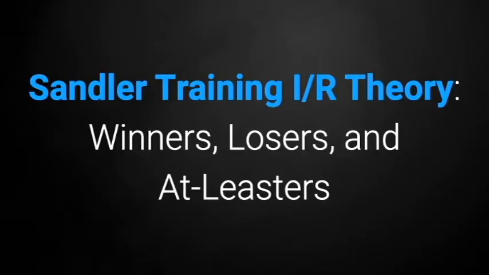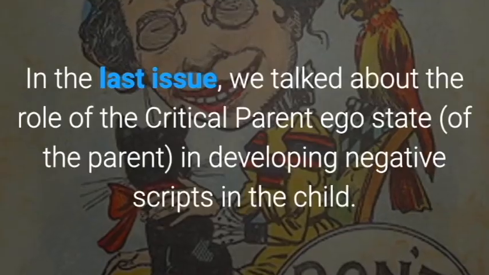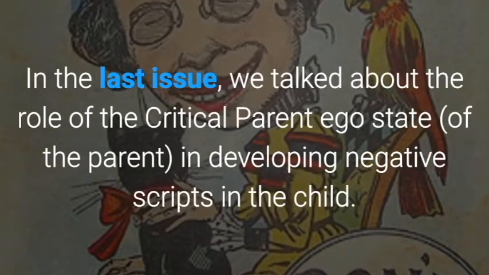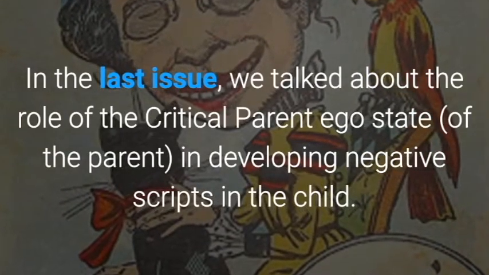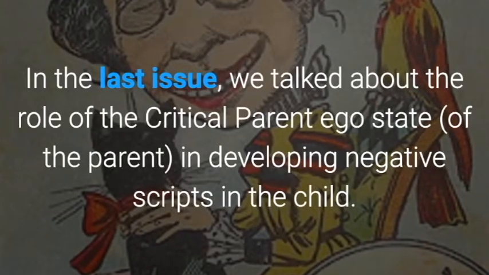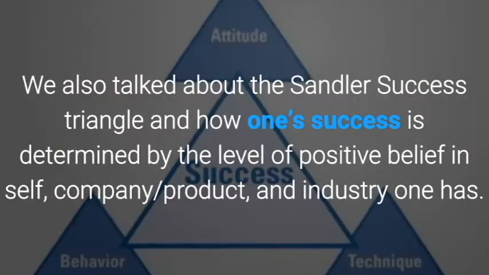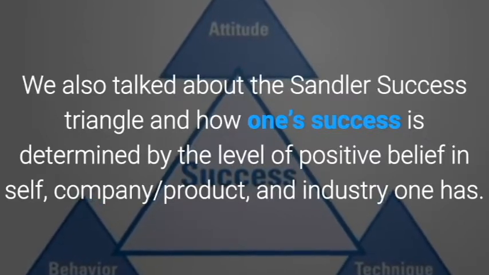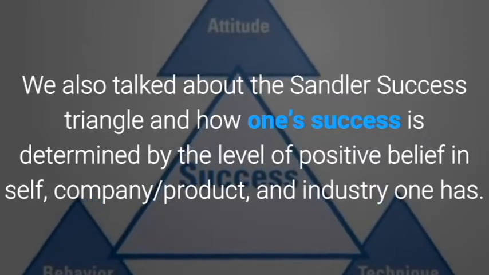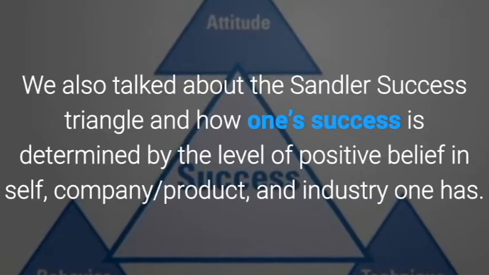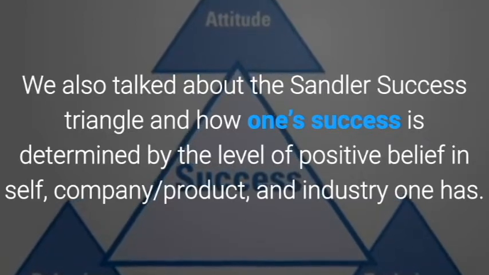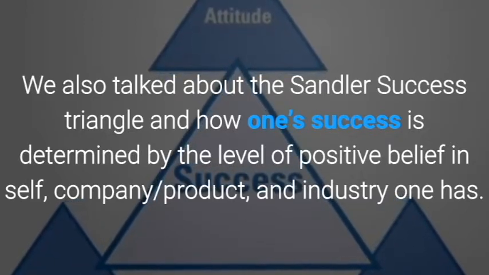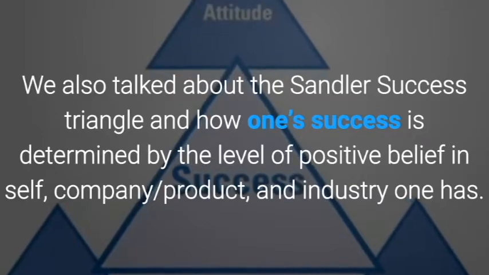Sandler training IR theory: winners, losers, and at-leasters. I is identity, R is role. In the last issue, we talked about the role of the critical parent ego state, of the parent that is, in developing negative scripts in the child. We also talked about the Sandler success triangle and how one's success is determined by the level of positive belief in self, company, product, and industry that one has. And not only that, you can adapt it to whatever situation you find yourself in.